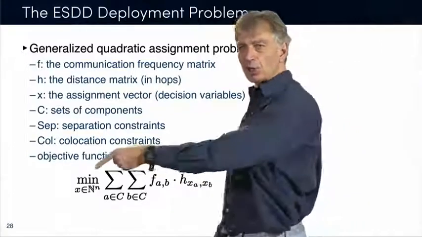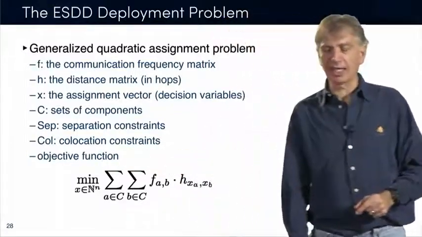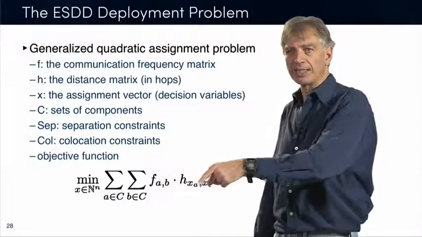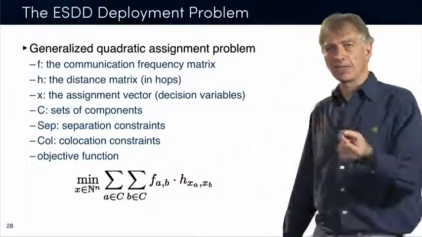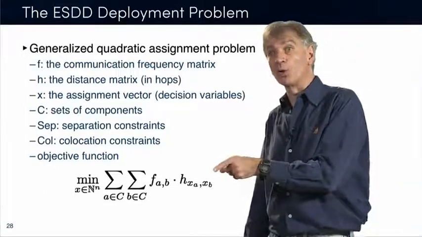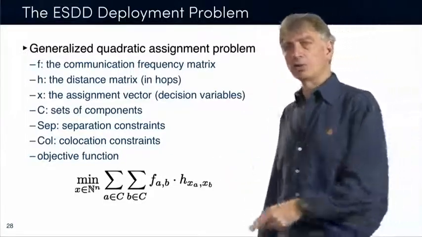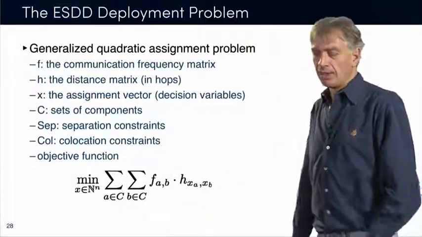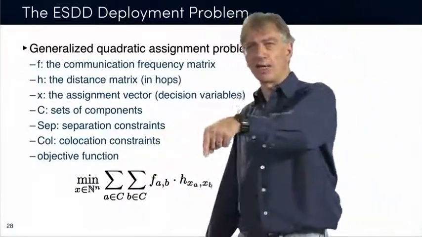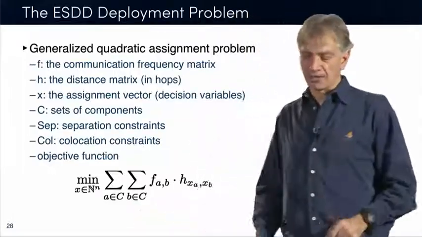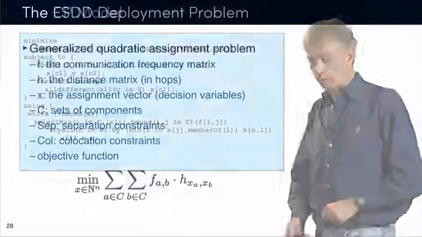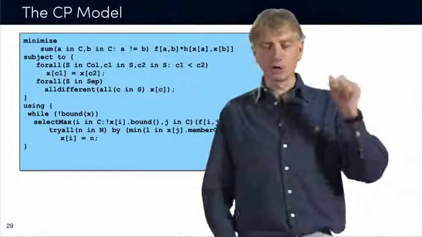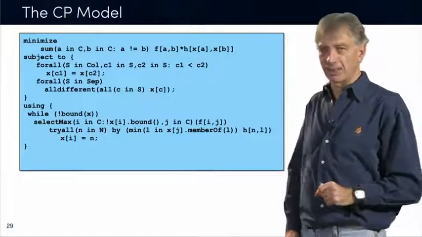And the objective function is going to be minimizing the traffic in the network. So you have the frequency matrix that you see there, and then you have the number of hops, and XA and XB are the decision variables: where do you place component A, where do you place component B? What you're trying to do is minimize the communication between all the components, and that, of course, depends on how much they communicate and how far away from each other they are placed on the hardware. So this is the model that we have for this generalized quadratic assignment problem.